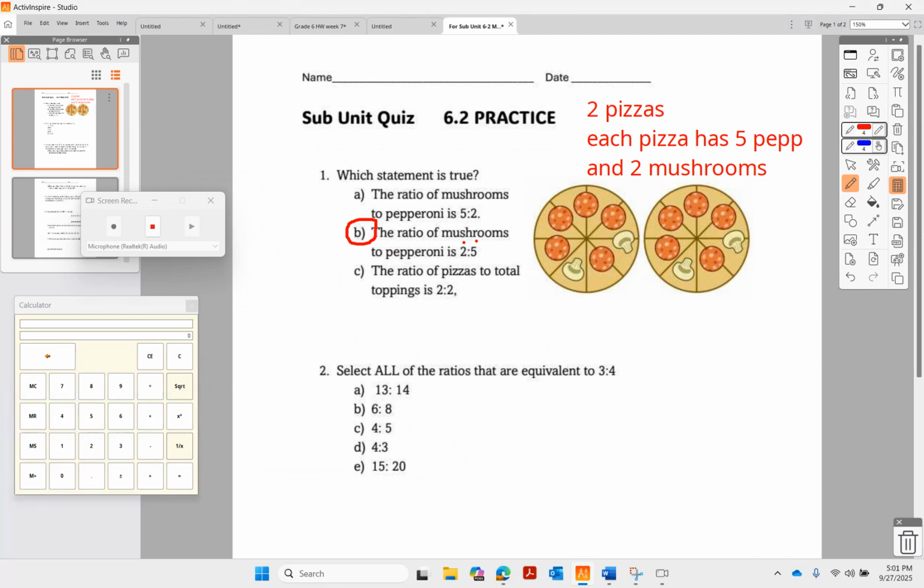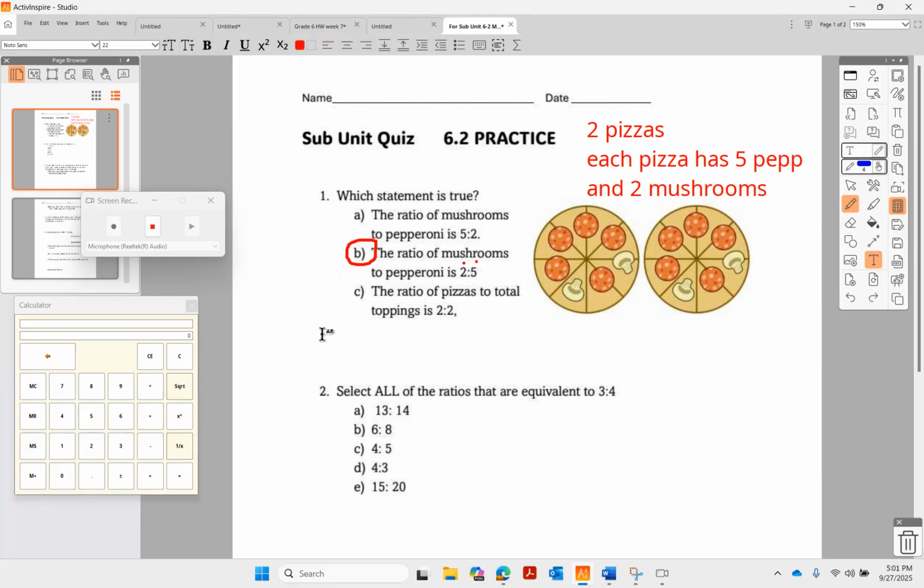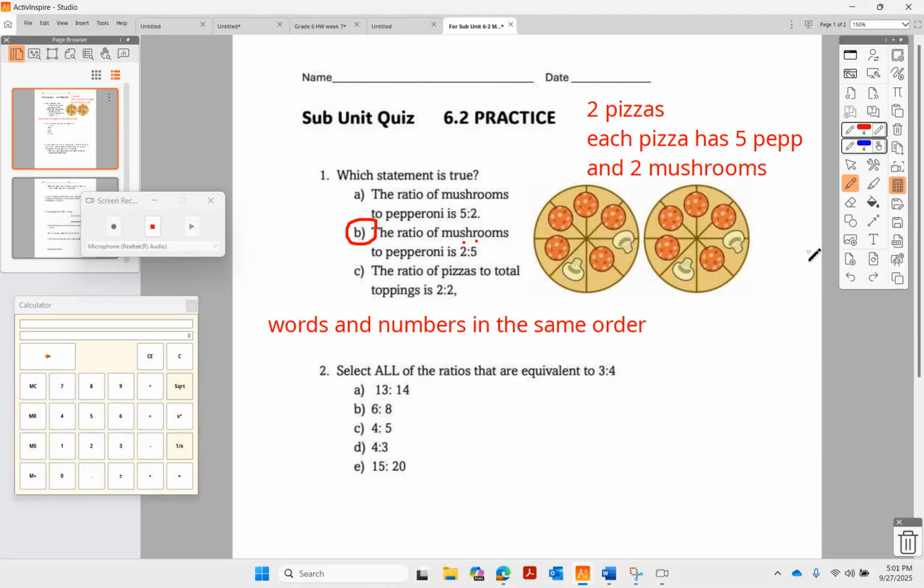So you need to make sure that when you are finding ratios, you are putting the numbers, I'll actually type this for you here if you want to take some notes, make sure you have the words and the numbers in the same order. Okay, great. There's some notes for you. Number 2, select all the ratios that are equivalent to 3/4.